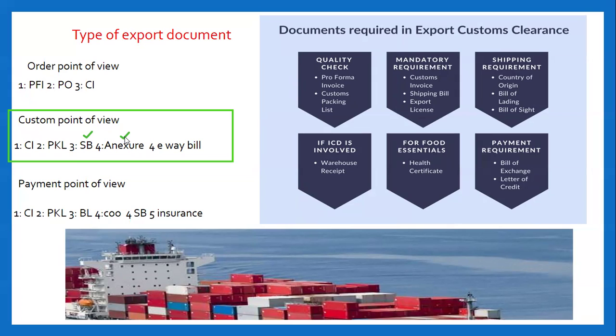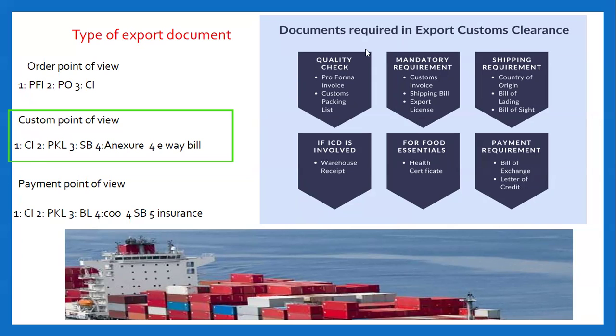Then you need to prepare the annexure. The annexure is a document required by customs, in a format defined by customs, and you need to fill in the information for Annexure C. So these are the customs documents. Then finally the e-way bill. For the e-way bill you need to use the government online portal and submit the information regarding the shipment. So from the customs point of view, the documents needed are the commercial invoice, packing list, shipping bill, Annexure C, and e-way bill.